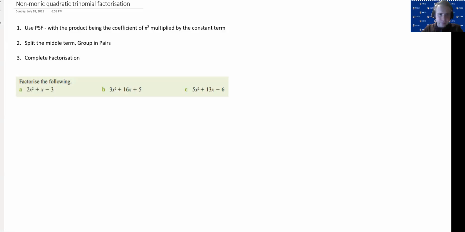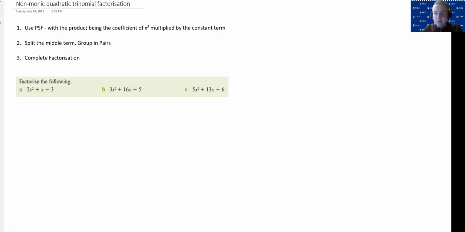We're going to use a variation of the PSF method, so it's slightly different. This time the product is when you multiply the coefficient of x squared and the constant term together. We didn't have to worry about that before because the coefficient of x squared was 1, so we didn't have to multiply it because it won't change the answer.